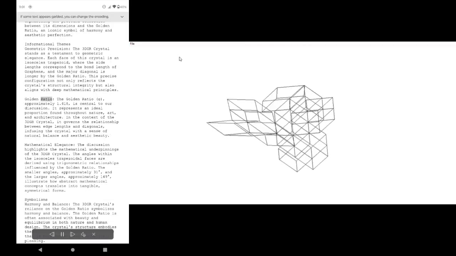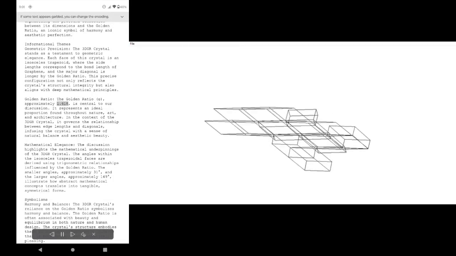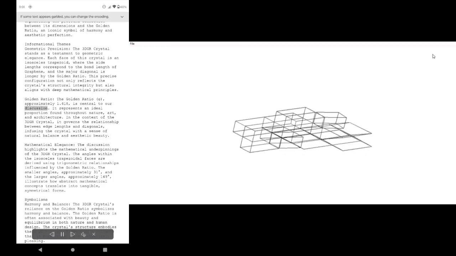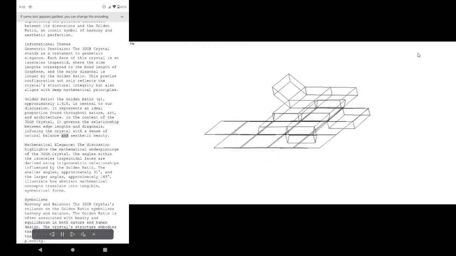Golden ratio. The golden ratio, phi, approximately 1.618, is central to our discussion. It represents an ideal proportion found throughout nature, art, and architecture. In the context of the 3D GR crystal, it governs the relationship between edge lengths and diagonals, infusing the crystal with a sense of natural balance and aesthetic beauty.